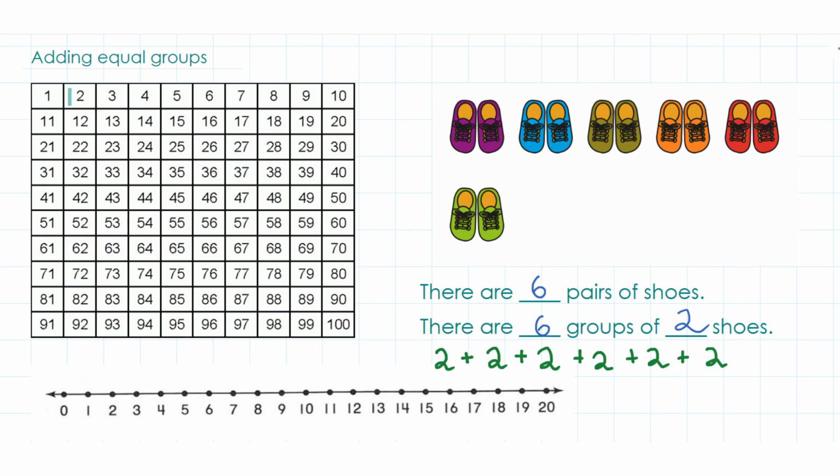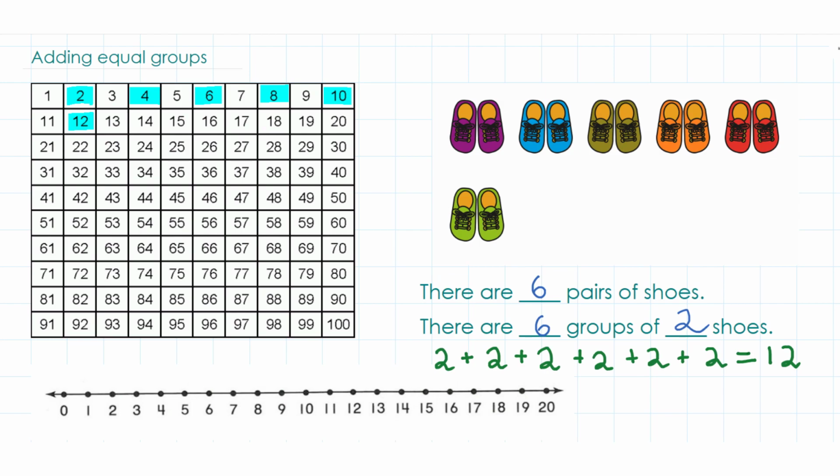So we've got 6 groups of 2 altogether. 1 group of 2, 2 groups of 2, 3 groups of 2, 4 groups of 2, 5 groups of 2, 6 groups of 2. And the total is 12. So 2 plus 2 plus 2 plus 2 plus 2 plus 2, it's equal to 12.